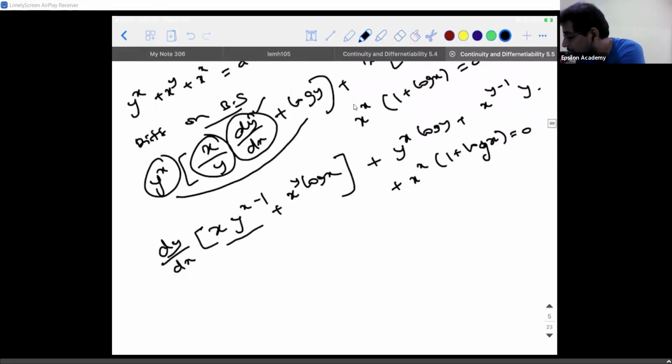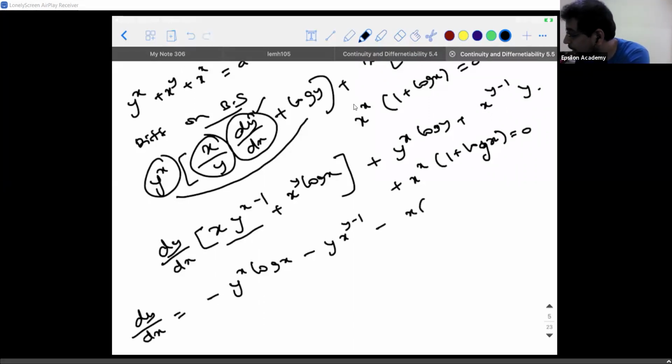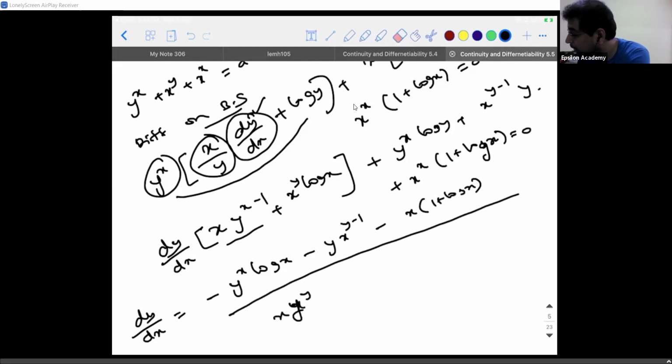Okay. So dy by dx will be equal to minus of y power x log y minus y into x power y minus 1 minus x into 1 plus log x, the whole divided by x into y power x minus 1 plus x power y.